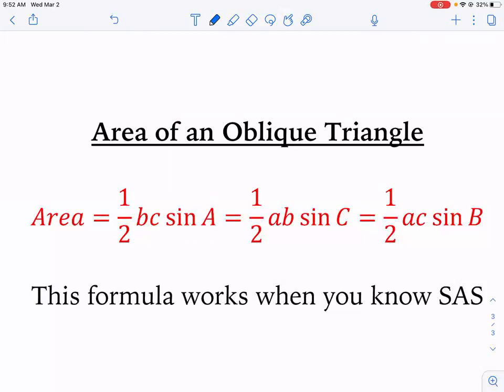Okay, so I'm going to talk through this again. When we know side, angle, side, so the angle has to be in between the two sides, then we can find the area of the triangle. Instead of doing 1/2 base times height, this is basically 1/2 base times height with the height figured in for you using trigonometry. Okay, so 1/2 side times side times the sine of the angle in between. This is basically just calculating the height of our triangle for us.